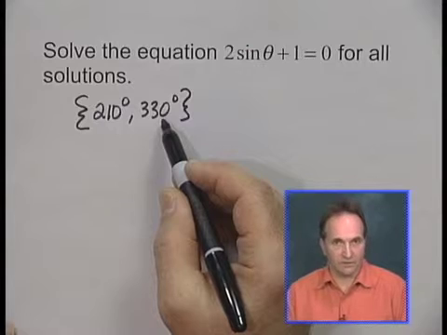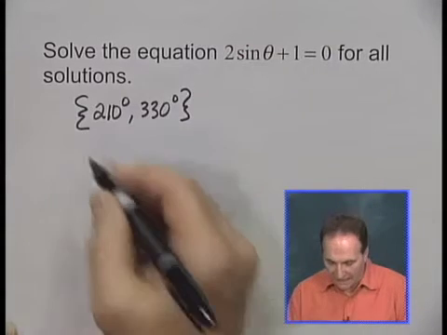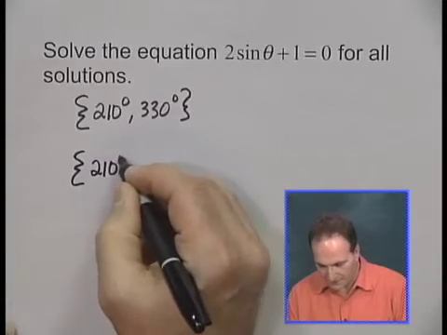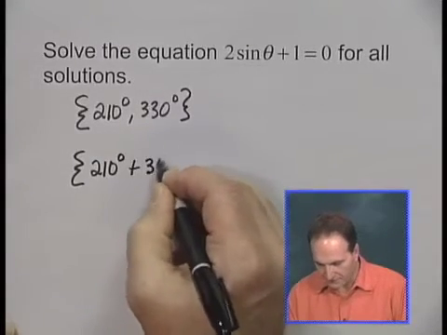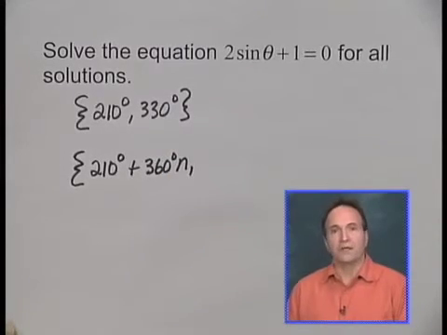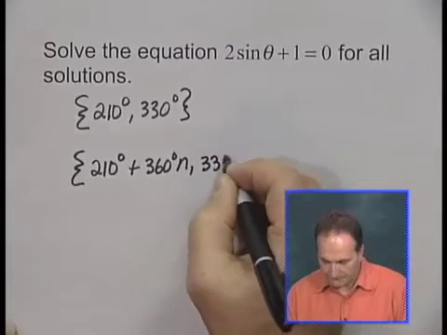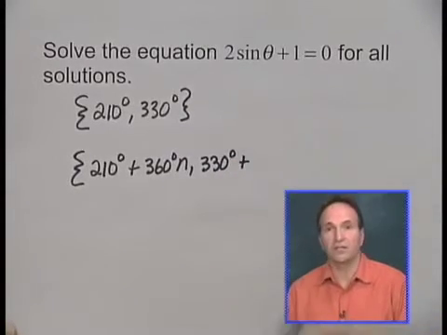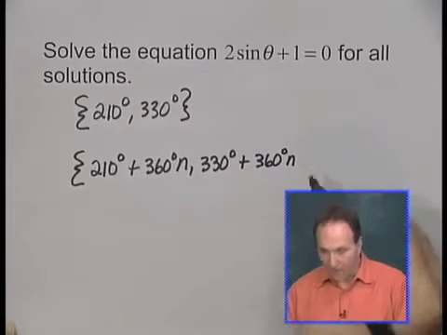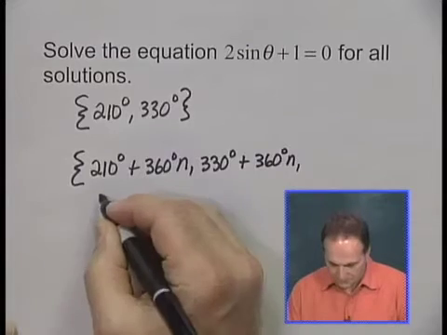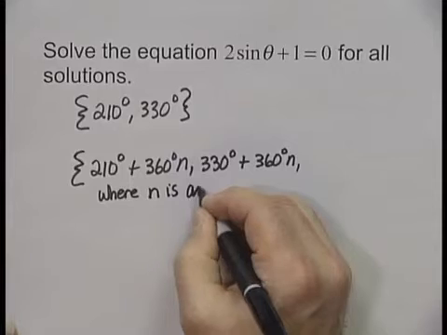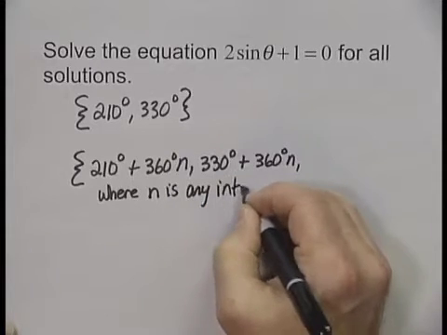So the solution set we would write as 210 degrees plus 360 degrees times n, comma, 330 degrees plus 360 degrees times n, where n is any integer.